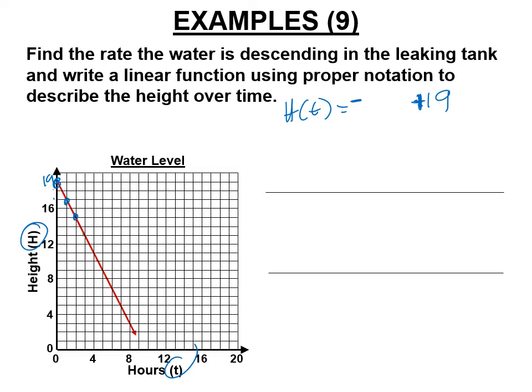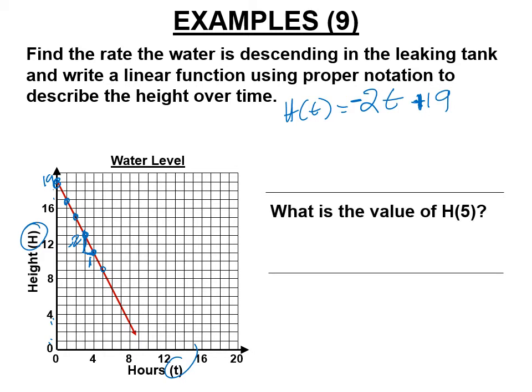So there, right, get more than just one intersection. And so we're going down 2, and a box is worth 1 here, so it's going down 2. I didn't say inches or feet, but something 2 something per unit of time, hours. H of t equals negative 2t plus 19. All right, so that's our function.